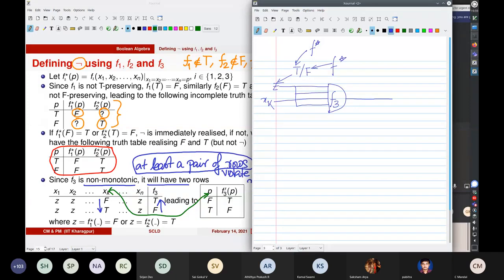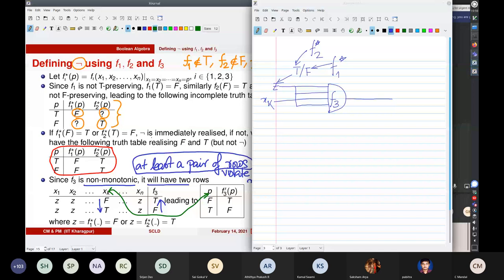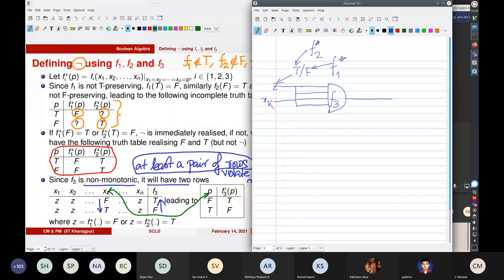Yeah, false comes from F1, true comes from F2, right? So now the question is, how do you decide whether to connect it to true or false? How do you decide? Yeah, how will you decide? Sir, depending on the value of xk. No, xk is your variable.